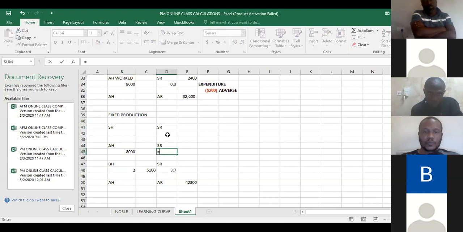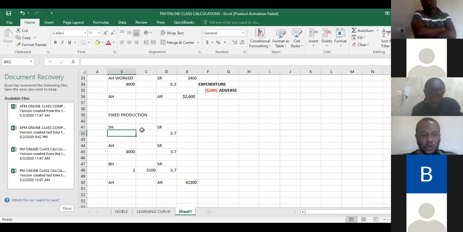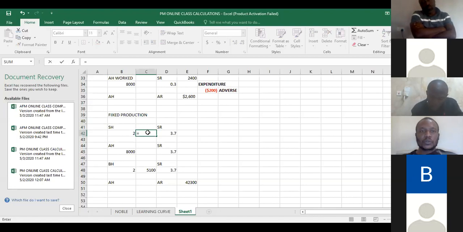So my budgeted rate, my standard rate is same for all of them. The only thing that is remaining now is what's my standard hour? Standard hour, like we saw, was 2. That's now multiplied by actual production. Please, how did we get this 3.7? 3.7 is in your standard. Go to your standard information. Standard rate for fixed overhead. Your standard rate for fixed overhead.